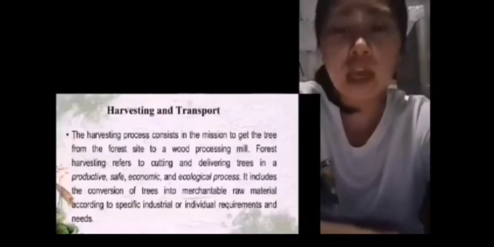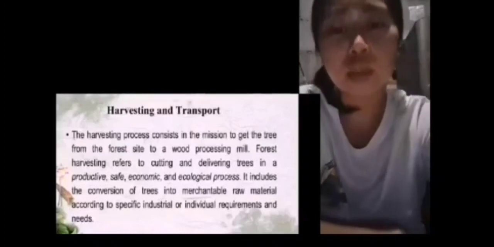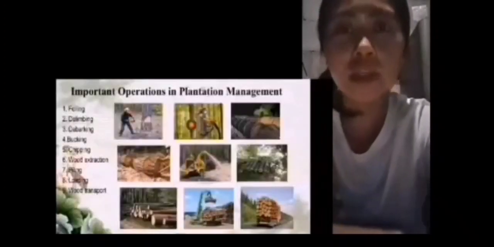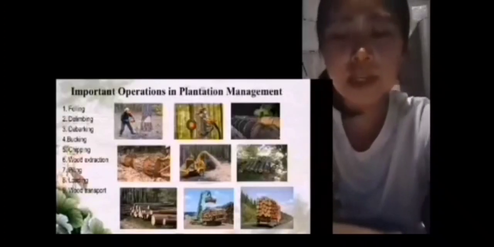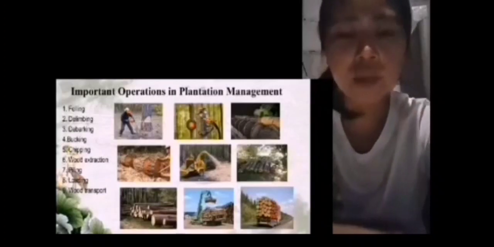And it includes the cutting of trees, their conversion into logs, extraction, and long-distance transport to a consumer or processing plants. These are the important operations in plantation management. First, peeling. Peeling involves cutting a standing tree and dropping it in the place you want it.